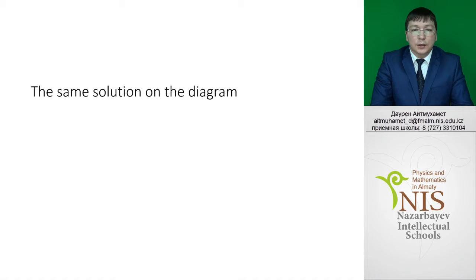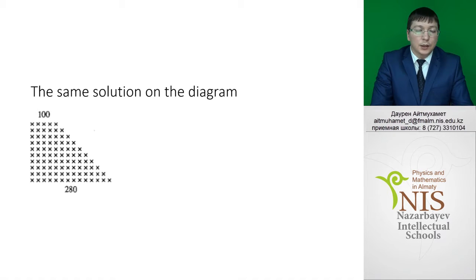We can see the same solution on the diagram. Here, by crosses, you can see the sums, like 5 crosses on the top of the trapezoid is $100. The next 6 crosses is $120, and so on up to $280 on the last line.